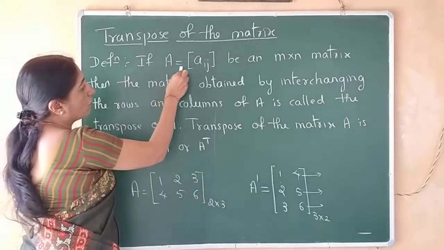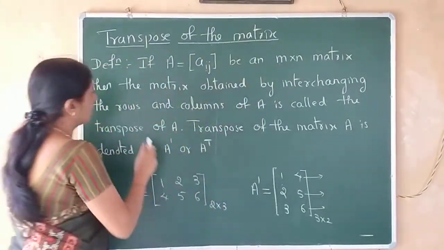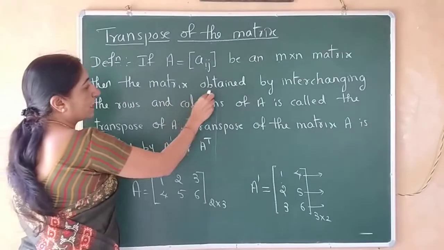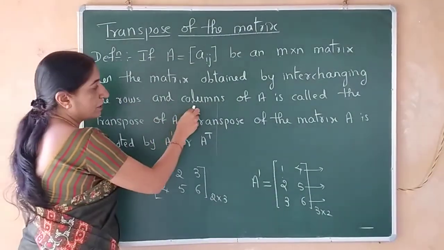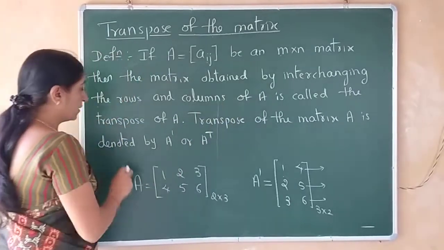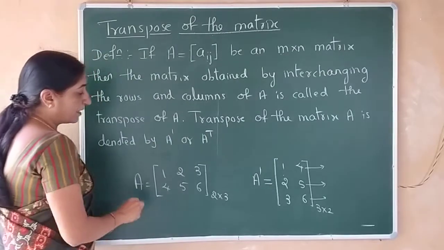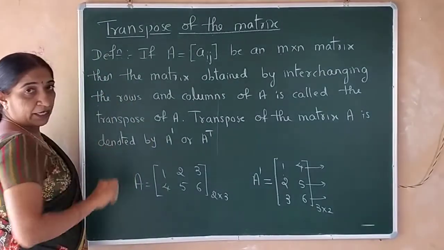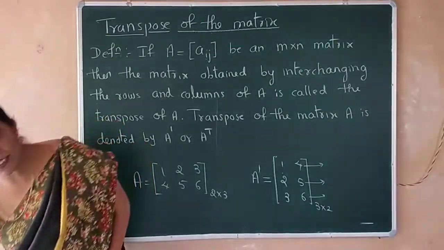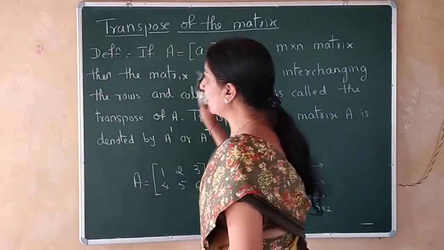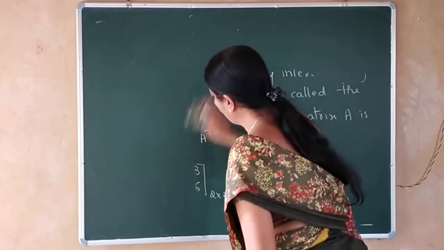If A is equal to [aij] be an m by n matrix, then the matrix obtained by interchanging the rows and columns of A is called the transpose of A, and the transpose of the matrix is denoted by A dash or A raised to T. Understood? Then tell me, what is a transpose? Transpose is nothing but interchanging the rows into columns, columns into rows.